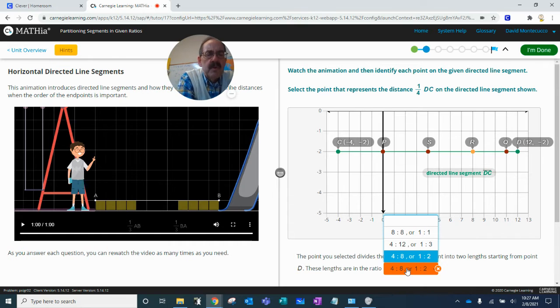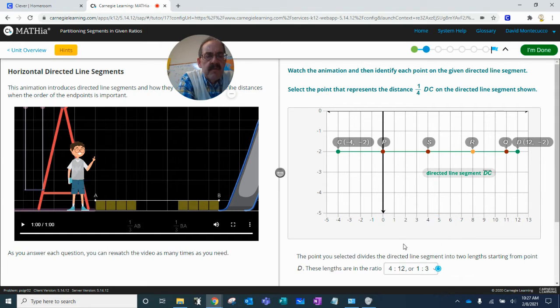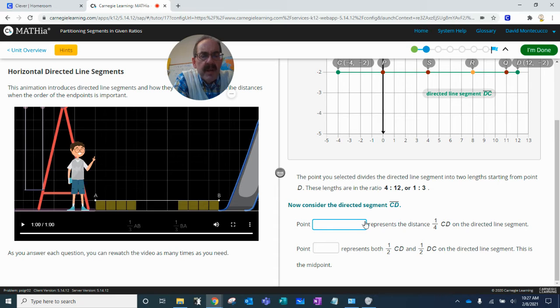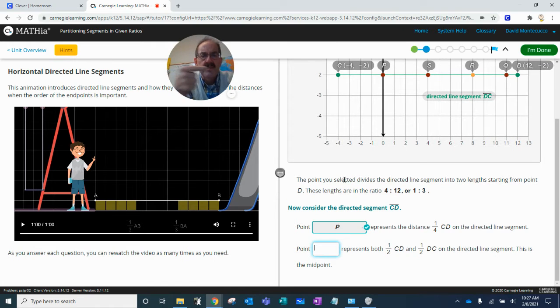There's 12 total units, every 4. Okay, all right, 12 units every 4. The distance, point P represents the distance CD, going this direction. And halfway would be 8 units, so that'd be S.